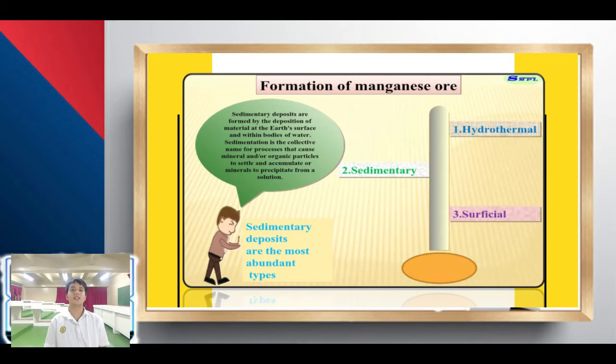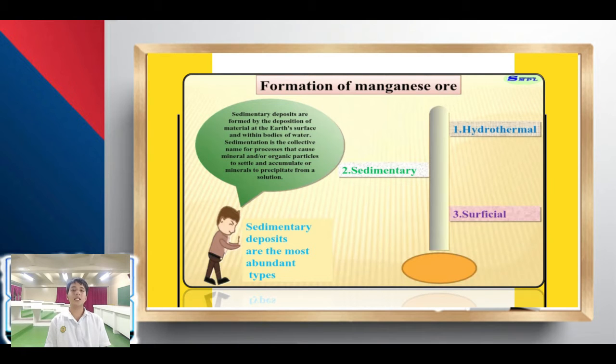Good day everyone, I am CD Kunol and I've been given a task to discuss the formation of manganese ore. We all know that sedimentary deposits are the most abundant types and they are formed by the deposition of material at the Earth's surface and within bodies of water. And manganese ore is a sedimentary deposit. Na-form kini nga ore deposit through concentration in seawater, precipitation from seawater, and enrichment in the sediments.